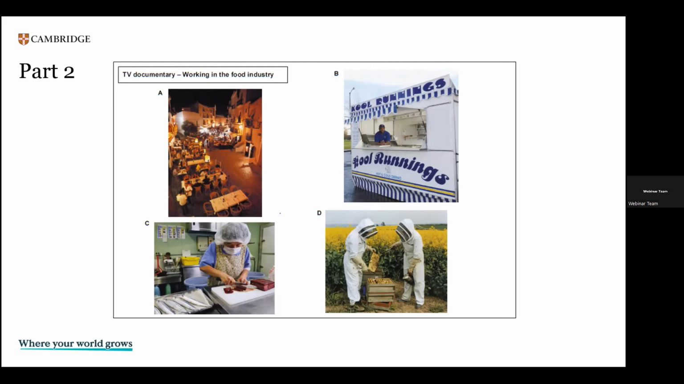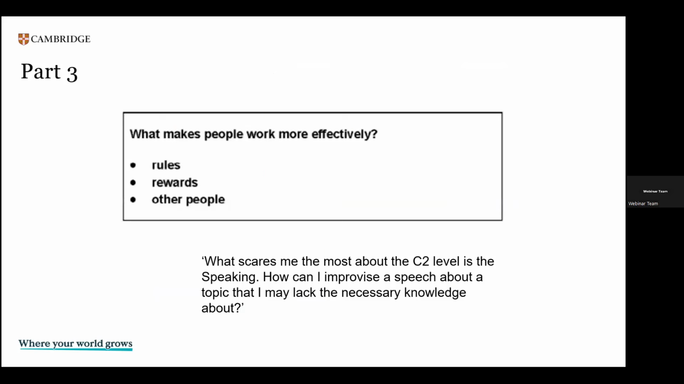Okay. Joao, you don't necessarily need to keep the language formal, but you do need to make sure that you're speaking at a C2 level. And that often means using quite formal language and quite complex grammar. It's really important. And as an examiner, I was an examiner for proficiency for a number of years.